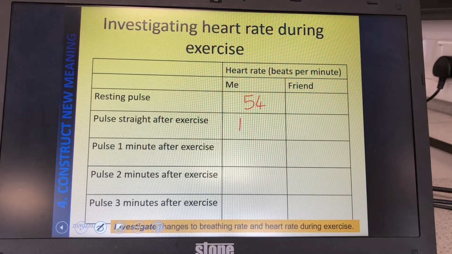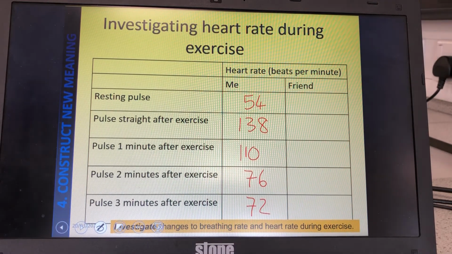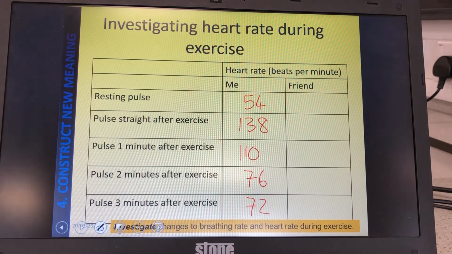My pulse straight after exercise was 138. It then dropped to 110. And it then went to 76 and ended on 72. Now, you're probably going to say I'm not that fit because my heart rate hasn't come back down to normal. But you've got to remember I'm walking around, I'm having a chat, that kind of thing. So get your results. This could be an opportunity where you pause the video and you maybe send a message to your friend, have a quick conversation and collect their results, okay?